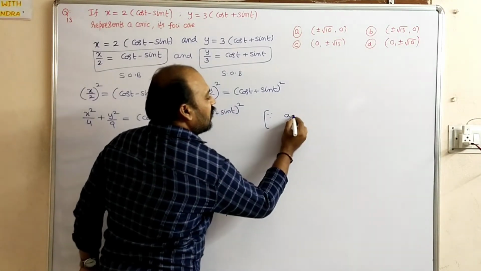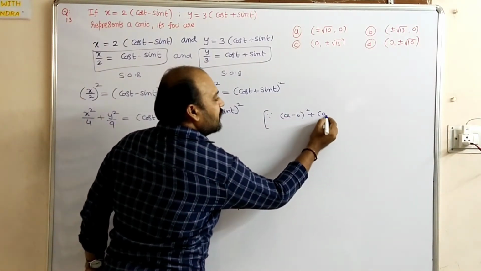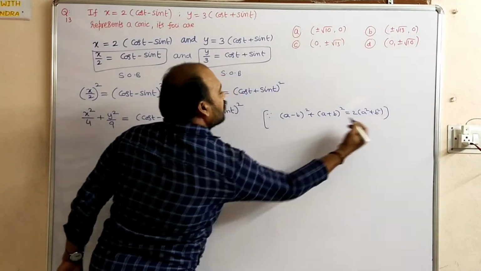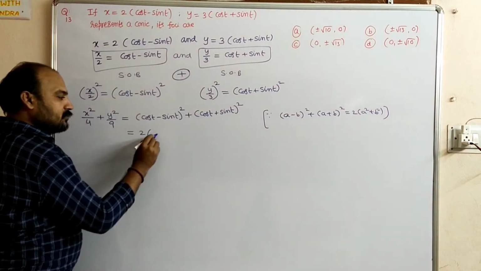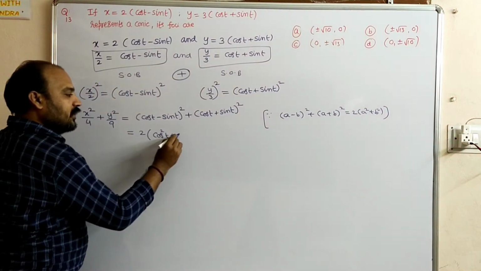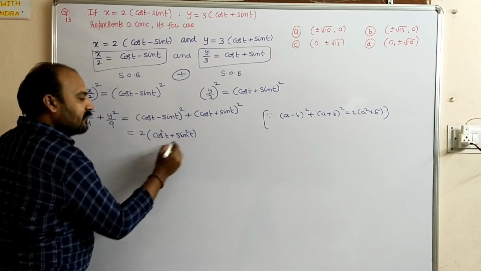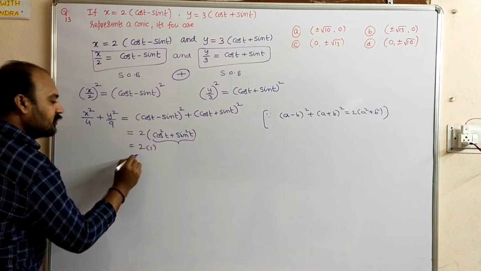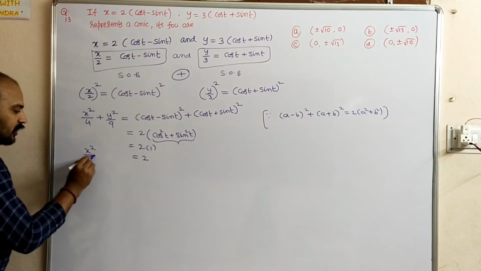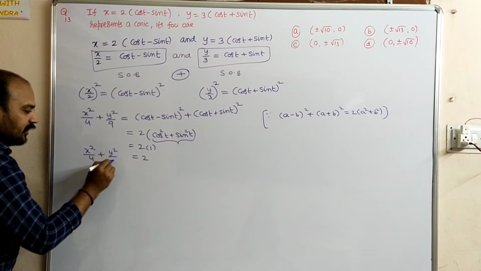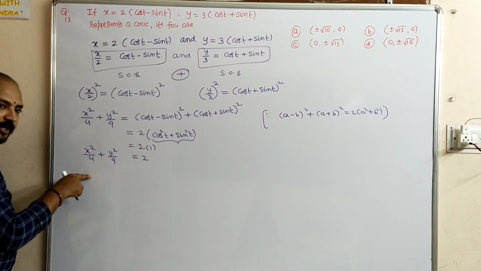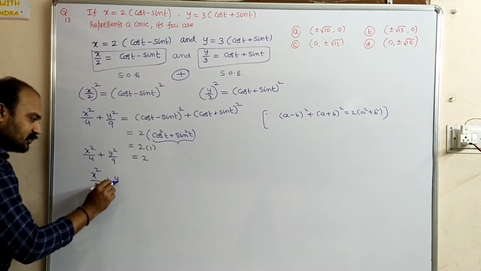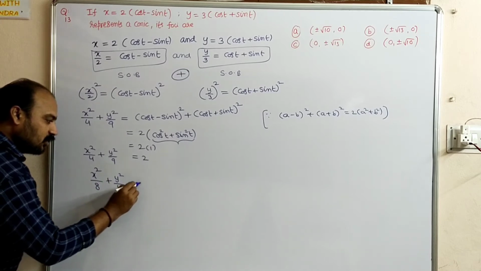Clearly, (a minus b) whole square plus (a plus b) whole square is equal to 2 into (a square plus b square). So by using the formula, 2 times (cos square t plus sin square t). Sin square t plus cos square t value is equal to 1 only, no? So it will become 2 into 1, which is equal to 2. So x square by 4 plus y square by 9 equals 2. The 2 also we are taking into the LHS denominator: x square by 8 plus y square by 18 is equal to 1.